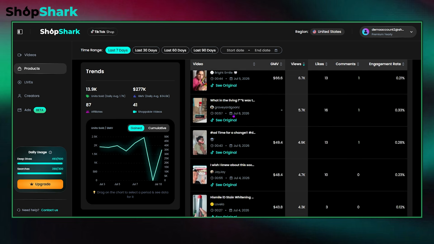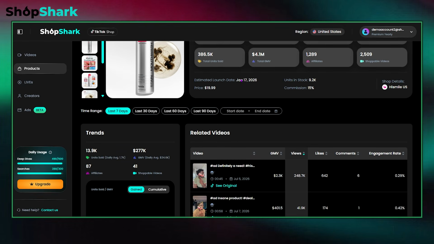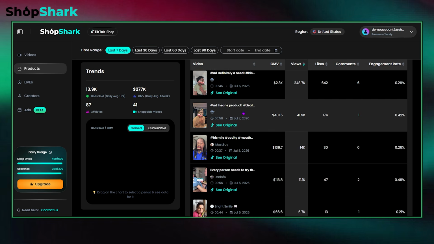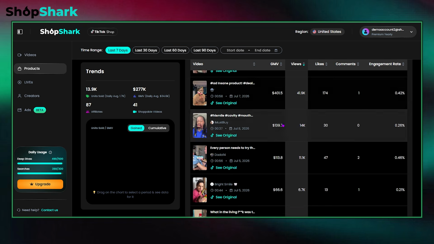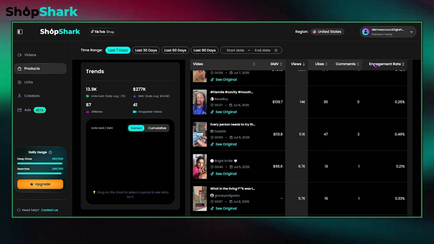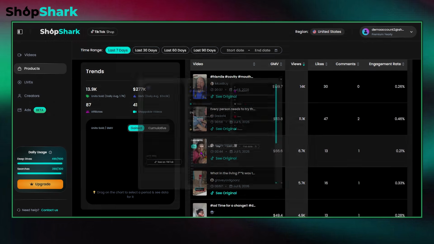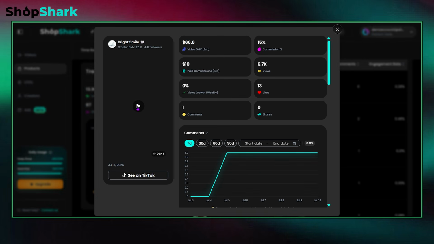Once I find a product that looks promising, I open the product analysis and go deeper into the content behind it. This is where the research becomes more useful than simply looking at a product leaderboard. ShopShark lets me explore the videos connected to the product and see how different creators are presenting it. I can look at the estimated revenue signal behind individual videos, the engagement, the views, the commission information, and how the performance developed over the life of the post.